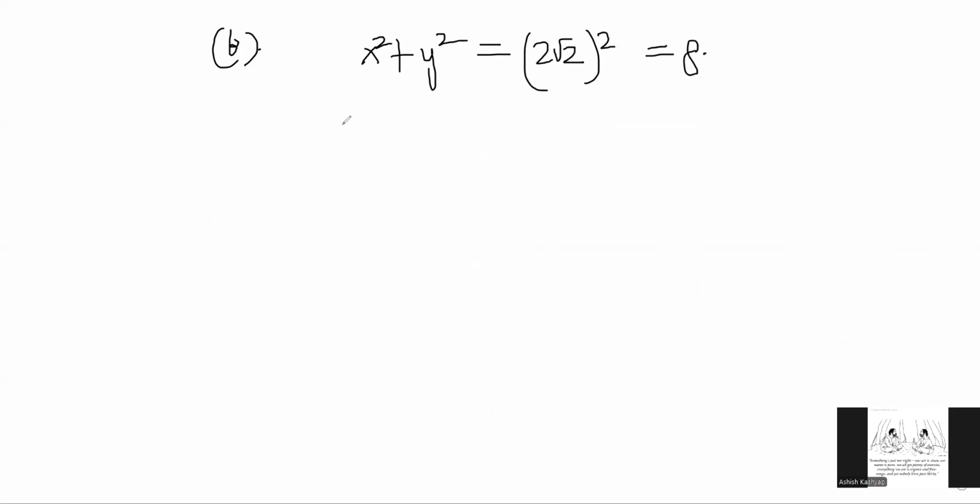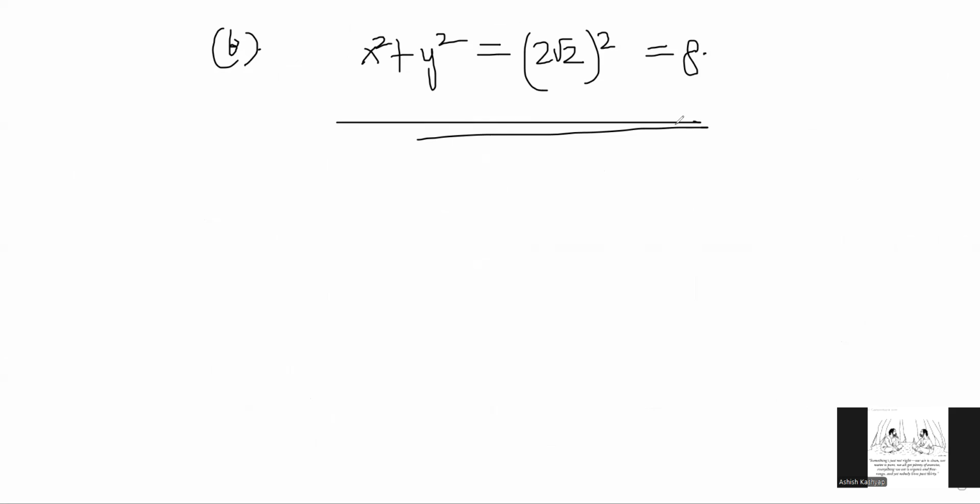So option B was saying the smallest circle containing S1 and S2 would be x square plus y square is equal to 2 root 2 whole square, which is 8. So option B is correct. Option A is the equation of S2 that we have already found. Center of S3 we have already found. It is minus root 3 comma root 3 or root 3 comma minus root 3.